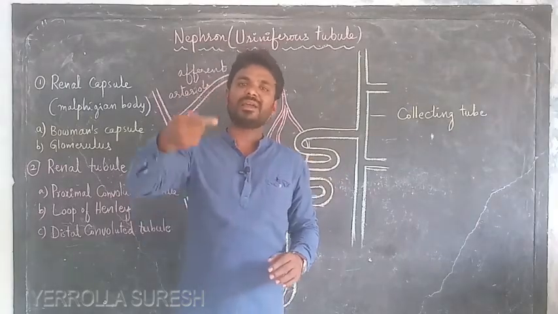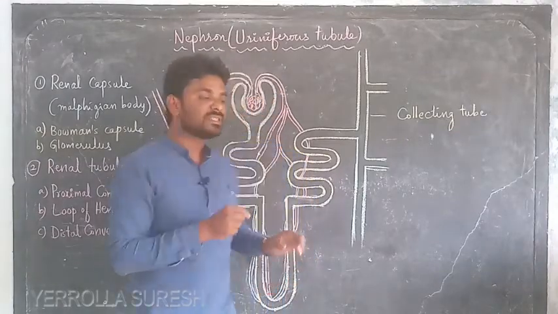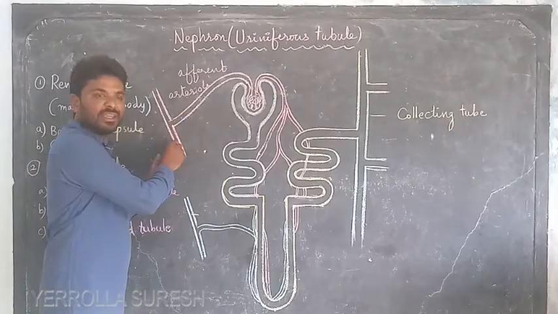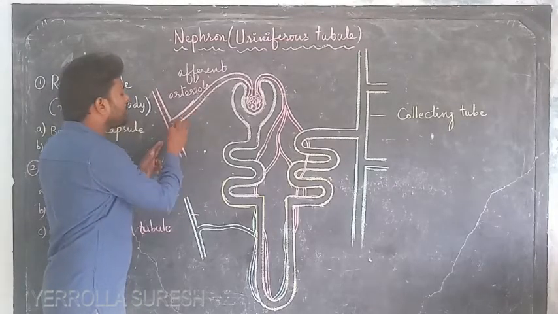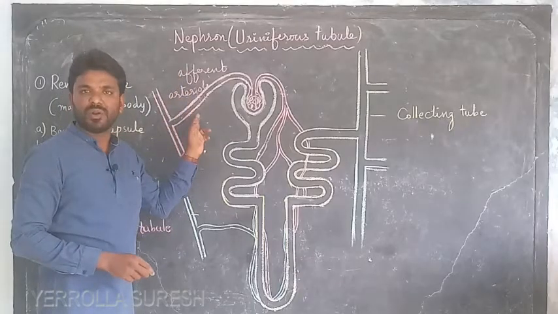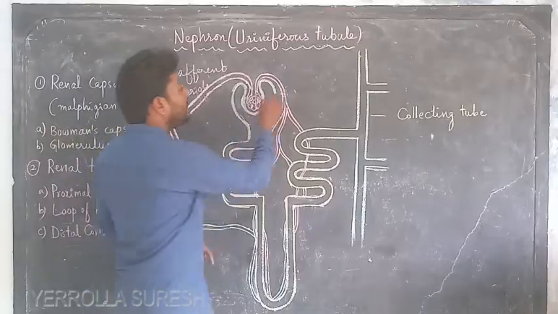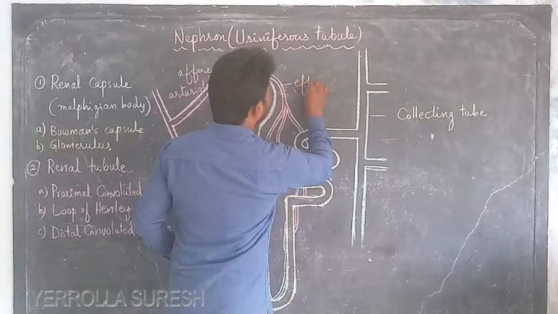So renal artery enters into the kidney and that is divided into smaller branches. Here we can see this is renal artery. This renal artery is divided into a smaller branch. This branch name is afferent arteriole. So afferent arteriole enters Bowman's capsule, and here this is efferent arteriole.